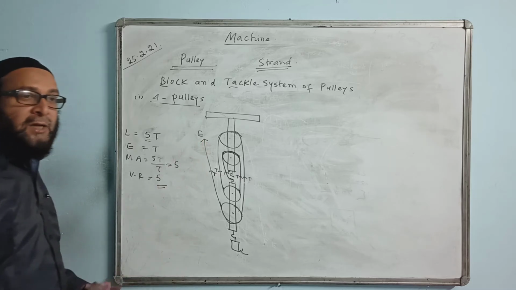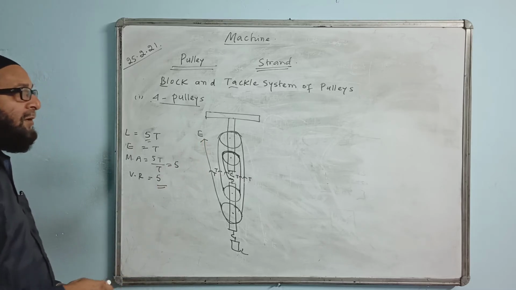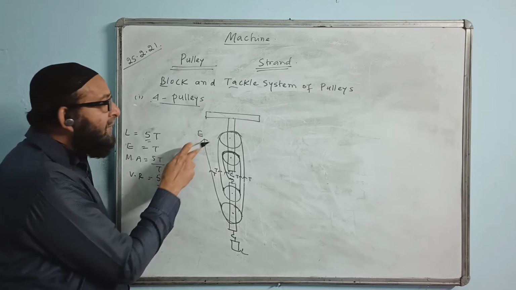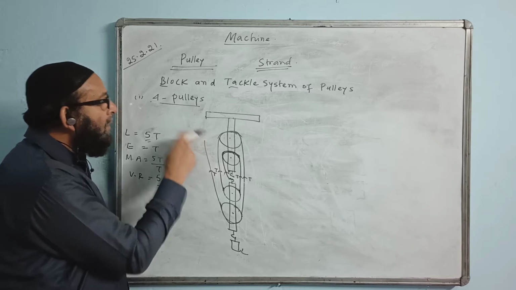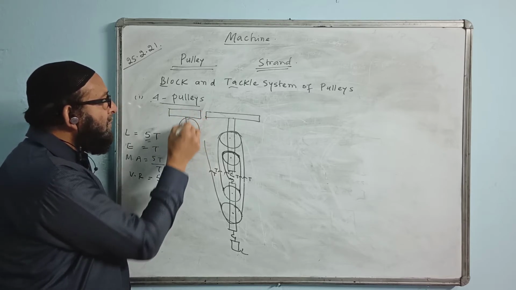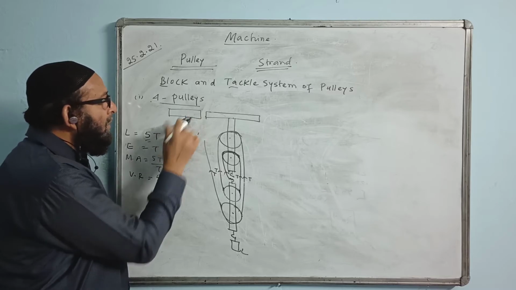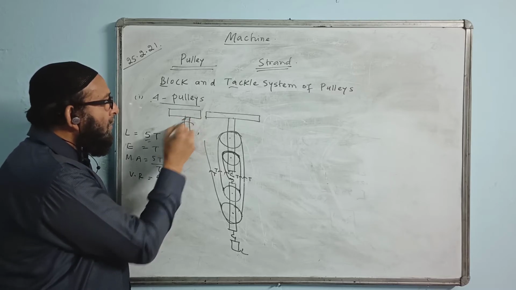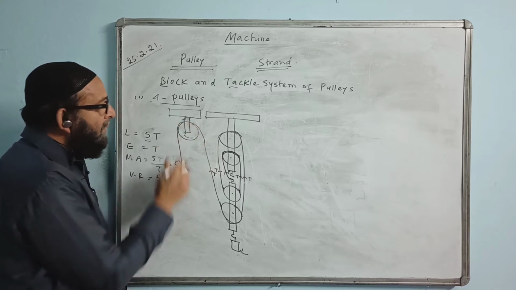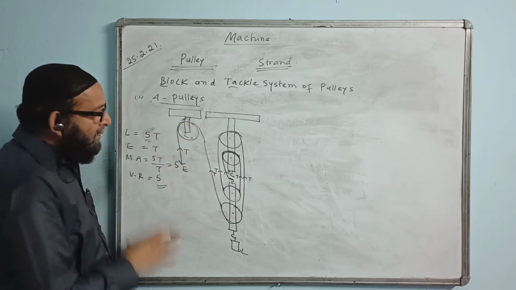But again, they may ask you for a suggestion. How can you change the direction of effort? How can we change the direction of effort to the downward direction and make it convenient? You have to use a single fixed pulley along with it. Yes, like this, with the fixed support here. Like this you can do it, and now you can have the effort applied in the downward direction. This property will not change. None of them will change.